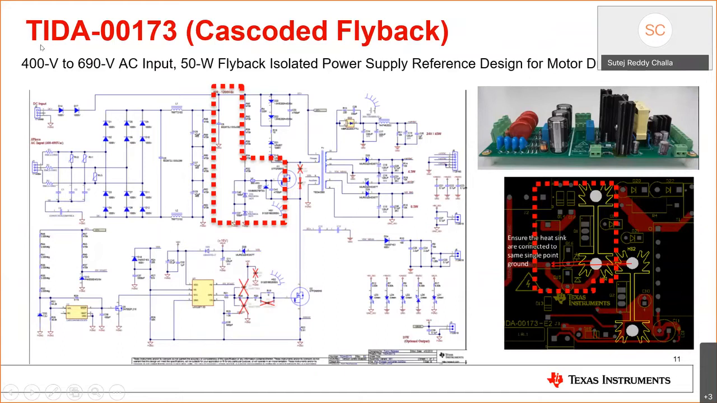We already have a reference design from TI for up to 690 volt AC input, for a 50 watt isolated flyback power supply. You would see two silicon-based MOSFETs here, and the associated clamp circuitry for this high side silicon switch is highlighted. So this is the additional circuitry required when using a silicon-based cascode power supply. On the right, you could see these additional components placed on the PCB as well, and additional heat sinks for these devices as well. So all the heat sinks and additional components would increase the space and also decrease the reliability of the solution.